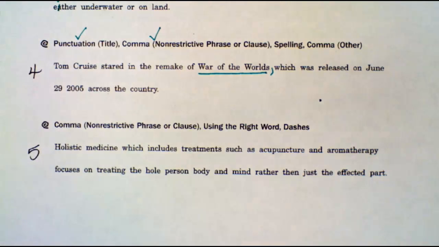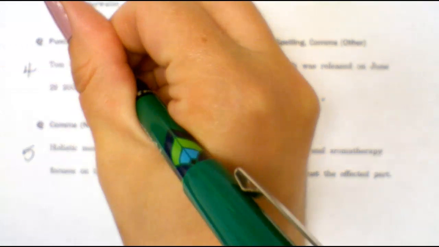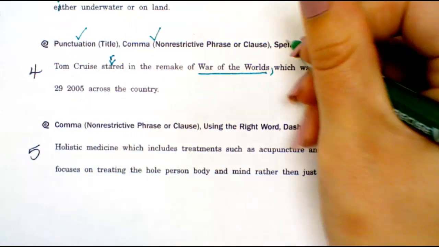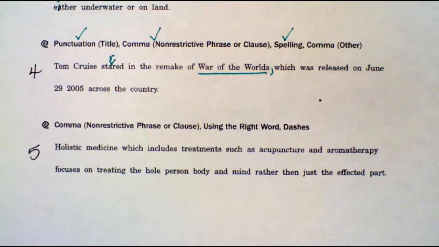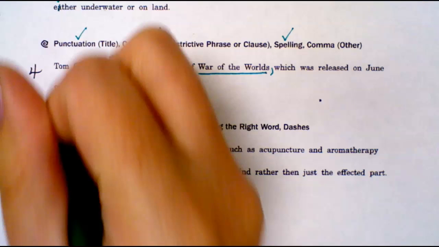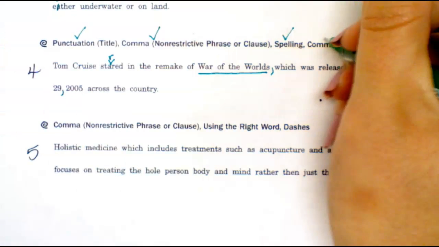Next, I have a spelling error to address as well. You probably heard it. We know that Tom Cruise probably didn't stare in the movie. That would be pretty awkward. Instead, he should star in the movie, and so I'm going to change the spelling of stared to starred by adding an extra R. And lastly, I need to add another comma. This last comma goes between my day and my year. So I should have a comma between 29 and 2005.